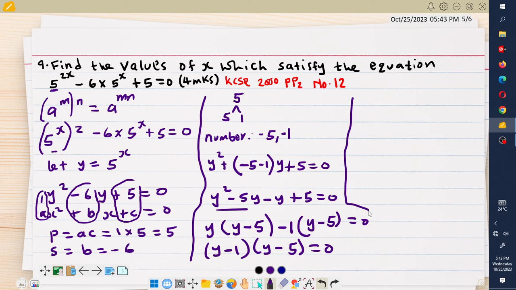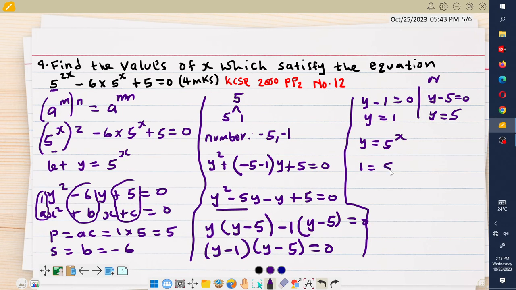So it means that either y minus 1 is equal to 0. So this one implies that the value of y will be equal to 1, or it also implies that y minus 5 is equal to 0. Therefore the value of y will actually be equal to 5. But we had said let y be equal to 5 power x. So because we have gotten the values of y, I'm going to substitute. Therefore 1 is equal to 5 power x. We know that 5 power 0 is 1. Any number to the power of 0 is 1. So it means x will be equal to 0.